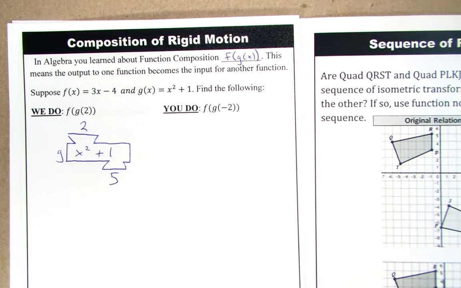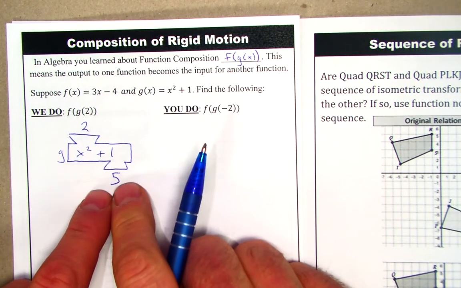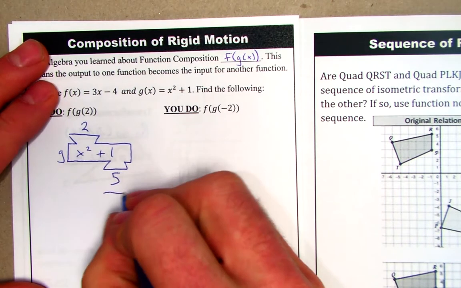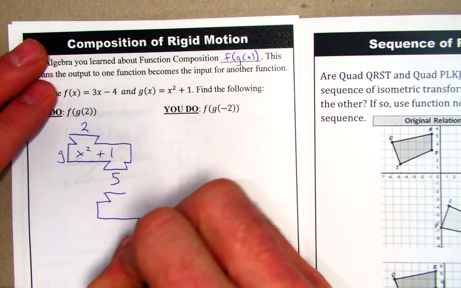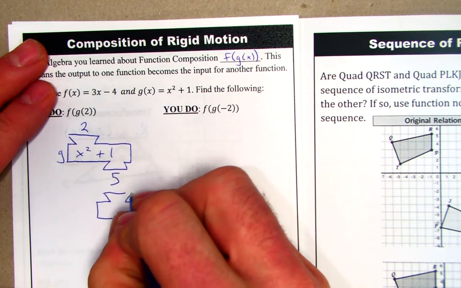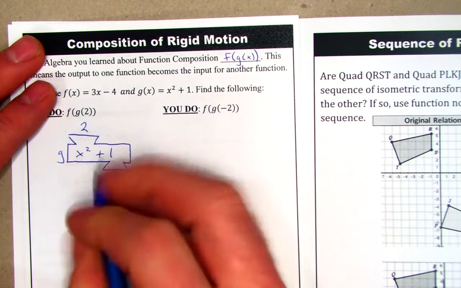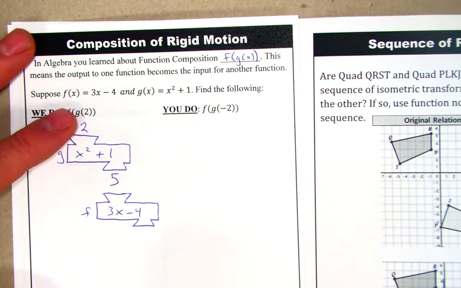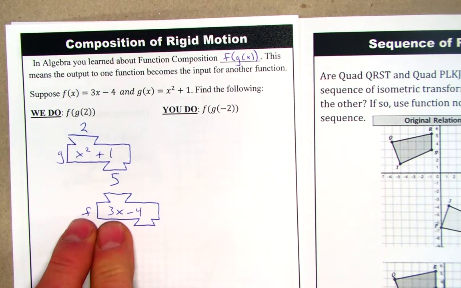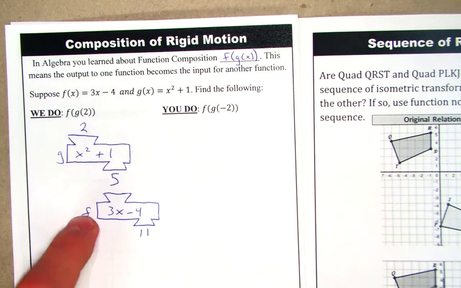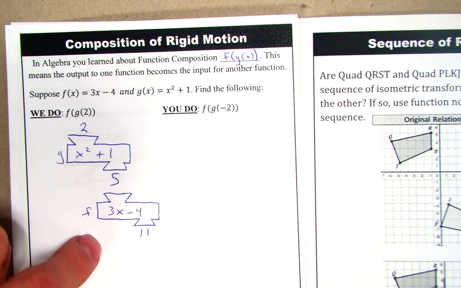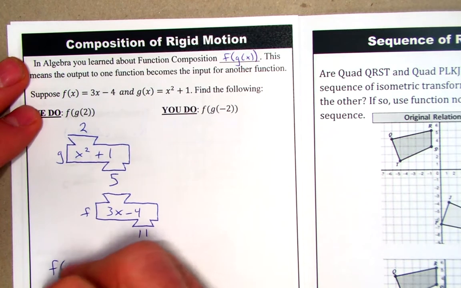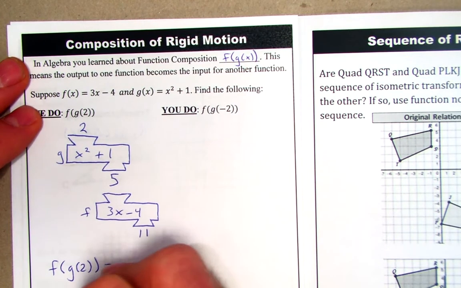Out comes 5. But this output is now going to become the input to the f function. So now we're going to drop 5 into the f function. The f function rule says you multiply inputs by 3 and subtract 4. So 5 goes in. 3 times 5 is 15. Minus 4 gives you 11. So through this sequence of functions, when 2 goes in, 11 comes out. So we say that f of g of 2 is 11.